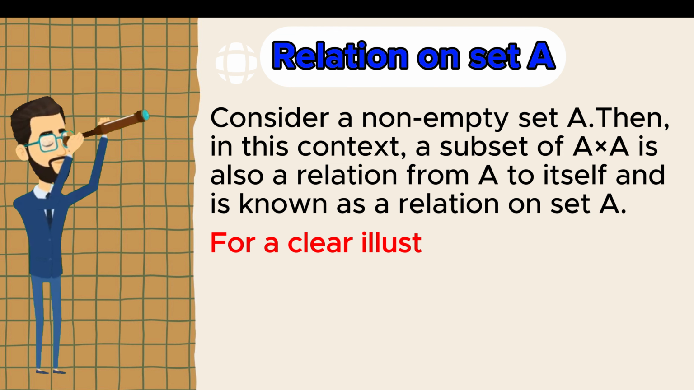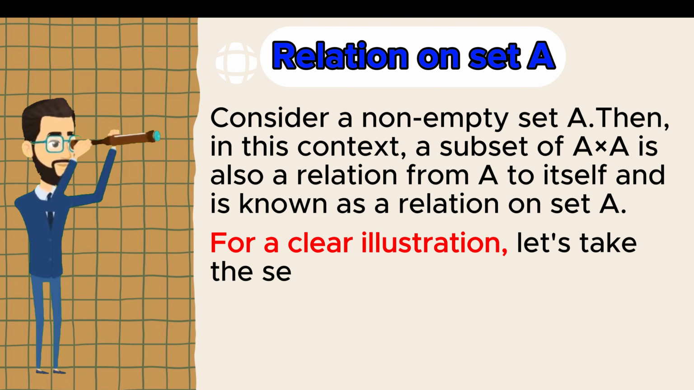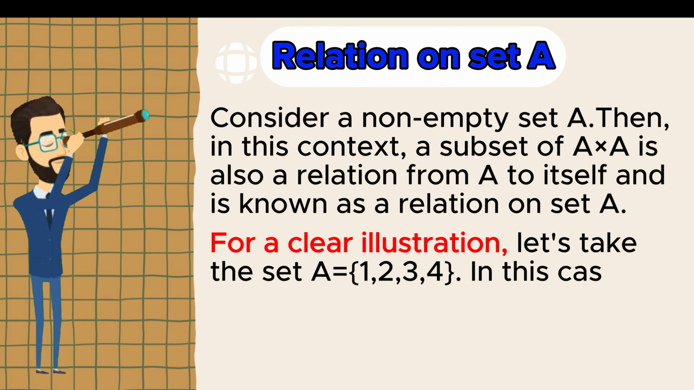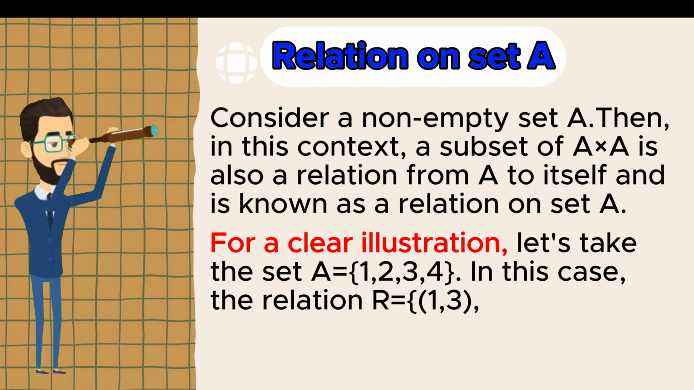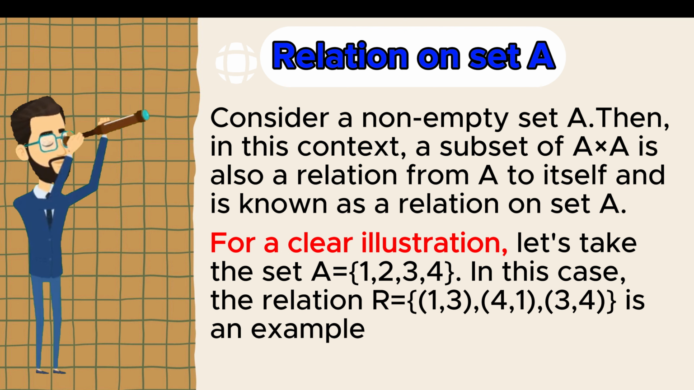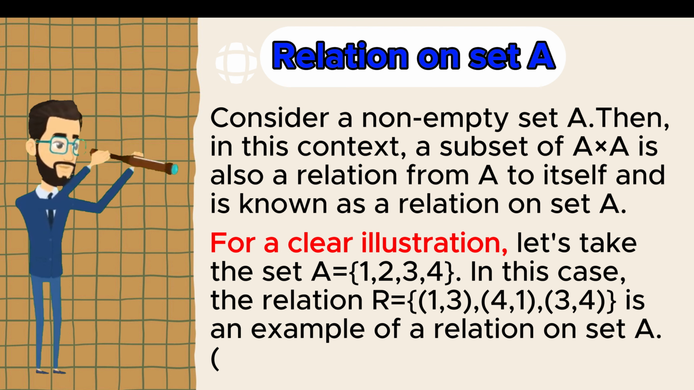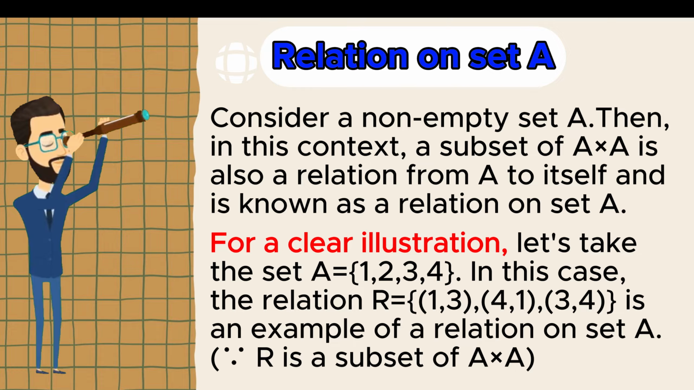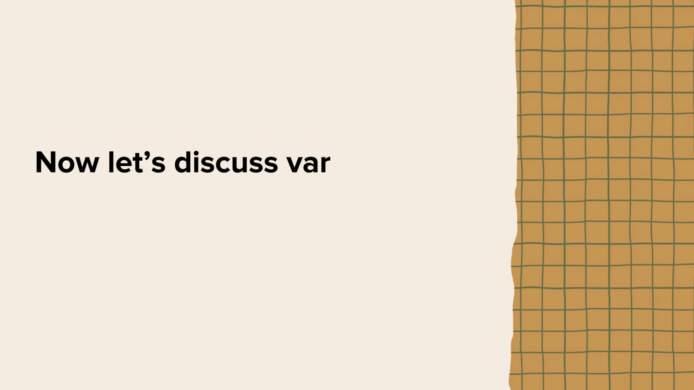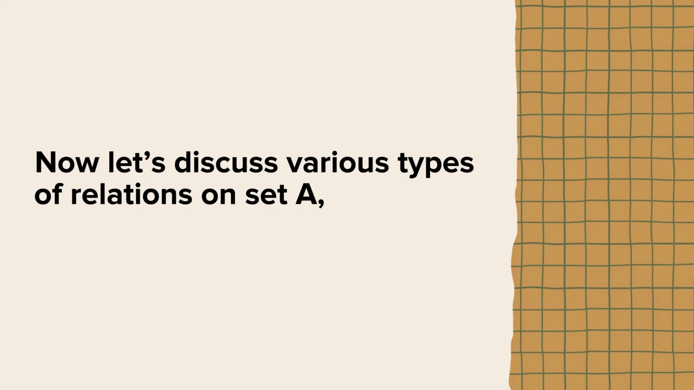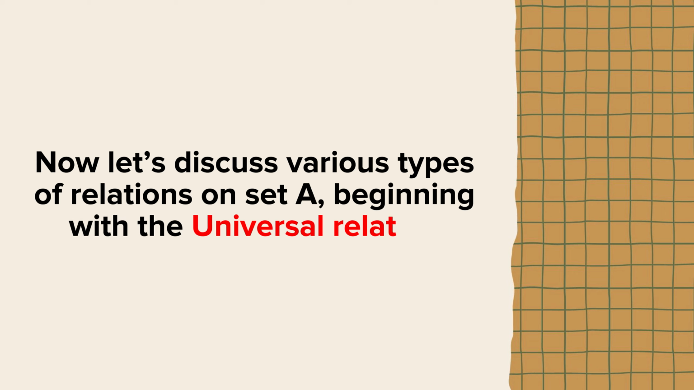For a clear illustration, let's take the set A = {1, 3, 4}. In this case, the relation R = {(1, 3), (3, 4)} is an example of a relation on set A because R is a subset of A cross A. Now let's discuss various types of relations on set A, beginning with the universal relation.